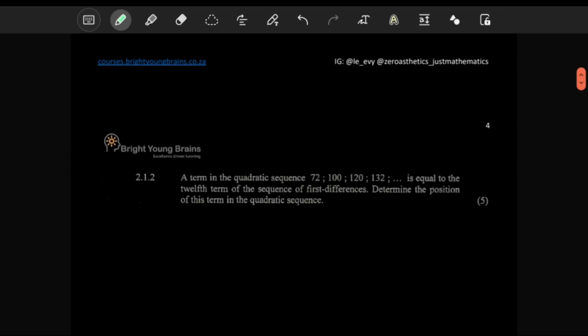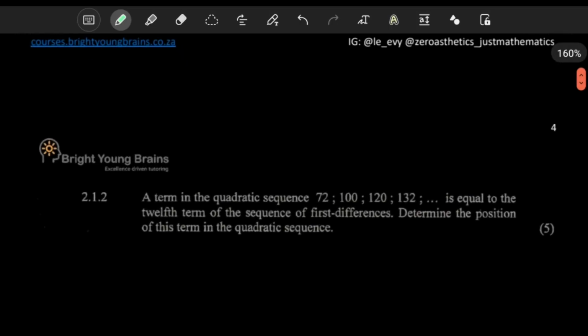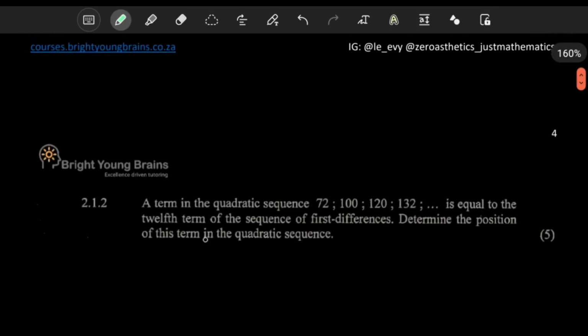So in this next question that we are dealing with over here, it says for 5 marks, a quadratic number sequence, okay, it's still the same one. They said a term in the quadratic number sequence is equal to the 12th term of the sequence of first differences. Determine the position of this term in the quadratic sequence.